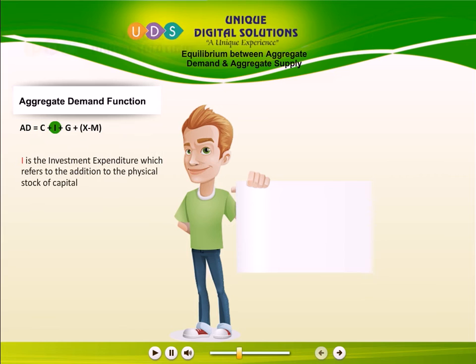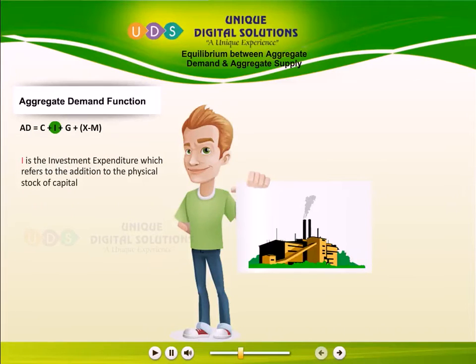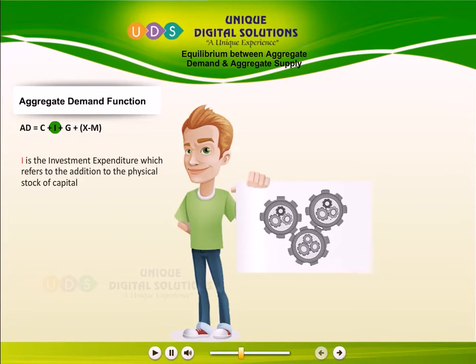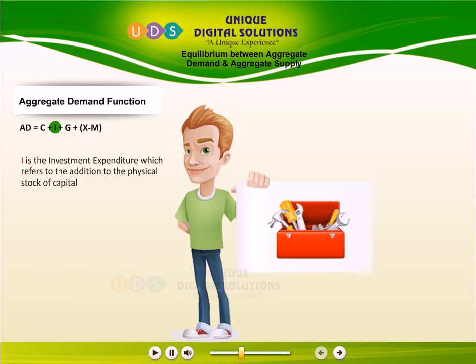I is the investment expenditure, which refers to the addition to the physical stock of capital like new factory buildings, plant, machinery, tools, raw materials, etc. It is also known as capital formation.